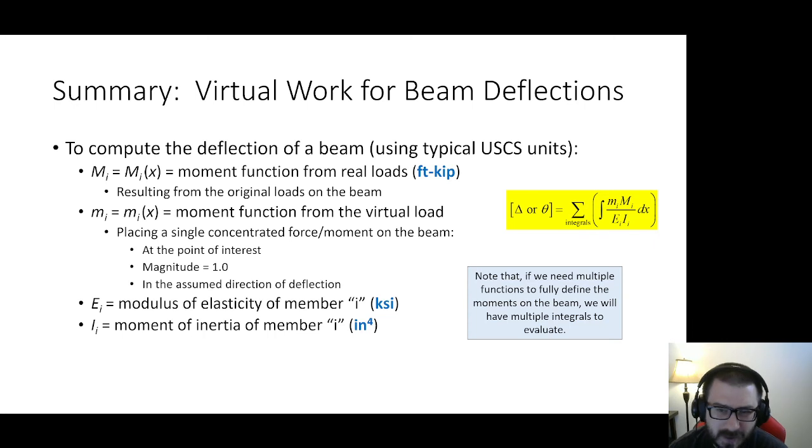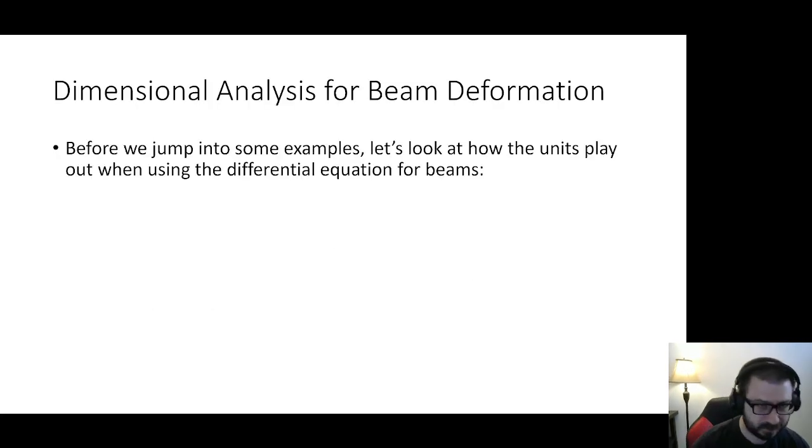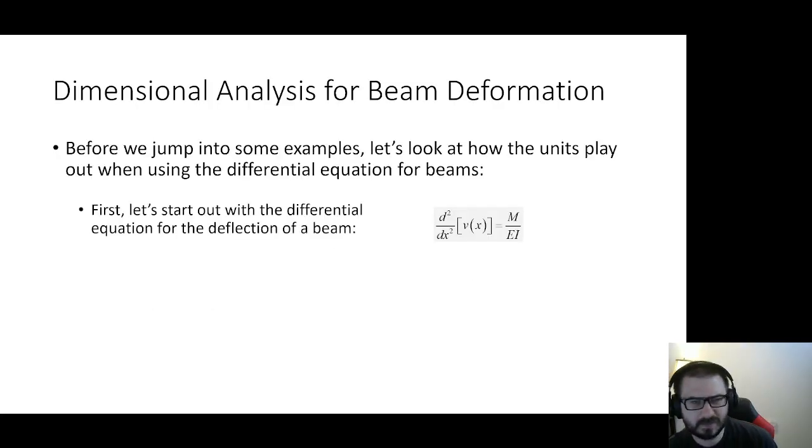The last thing that we need to talk about, and this isn't really the hard part, are units. Okay, look at what's going on here. This is using typical US units. We have moments in foot-kips, but we have E in KSI and I in inches to the fourth. What is going on with the units? Okay, so let's take a look at the differential equation for deflection. The second derivative is M over EI.